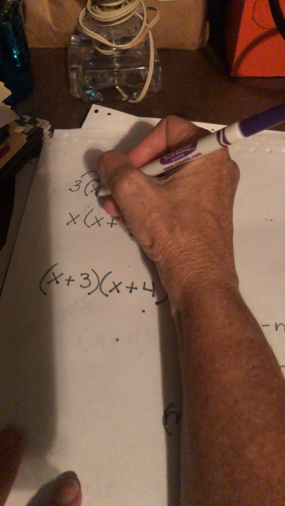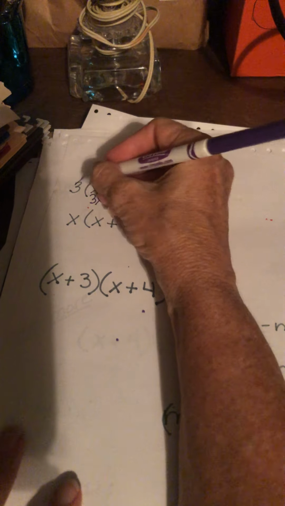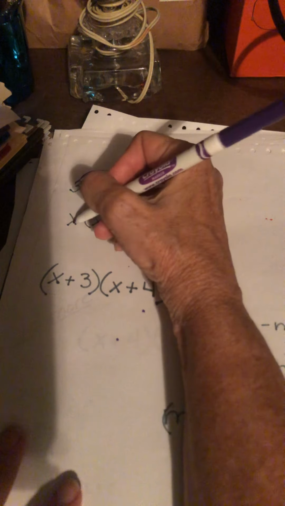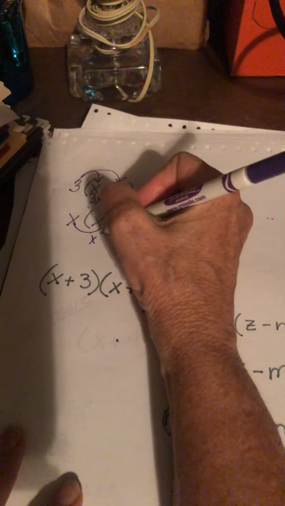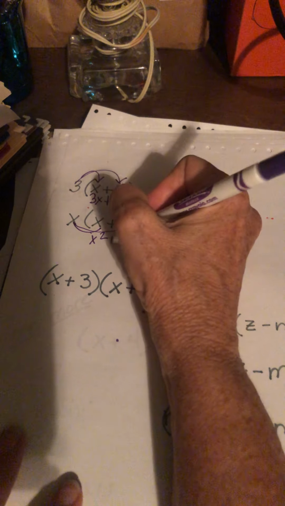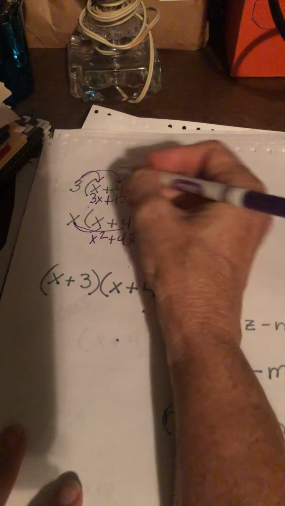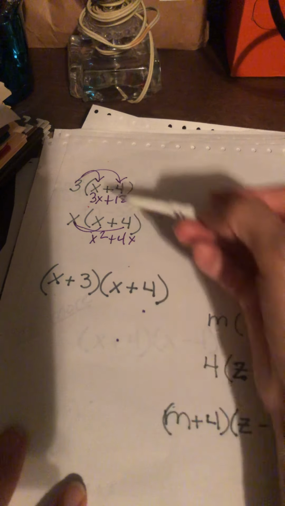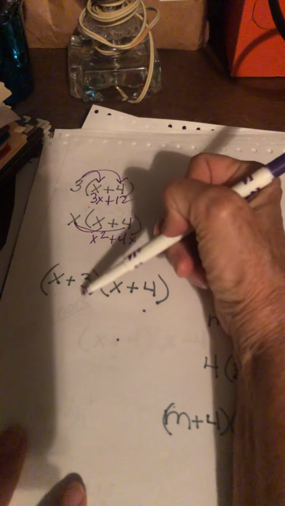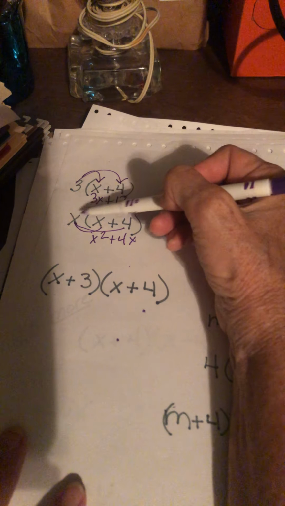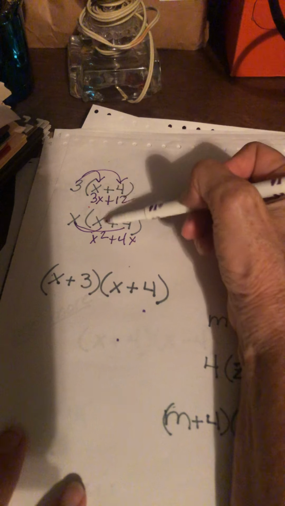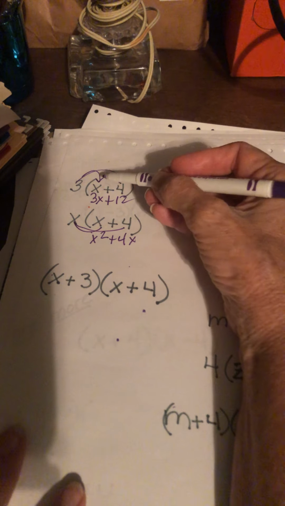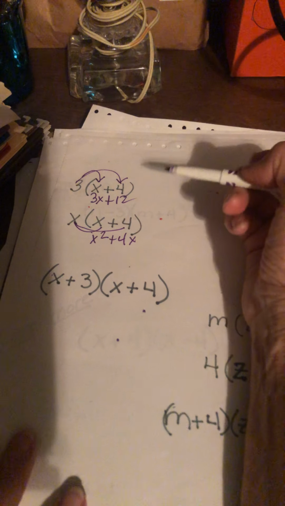We've been practicing it. 3 times x is 3x. And 3 times 4 is 12. And here we have x times x, which is x squared, and x times 4, which is 4x. Okay, you're good at that. But now we're going to do this. Look what we have up here. We have a 3 here and a 3 here. We have an x here and an x here. And both of them are multiplied by x plus 4. So this is like showing you steps.